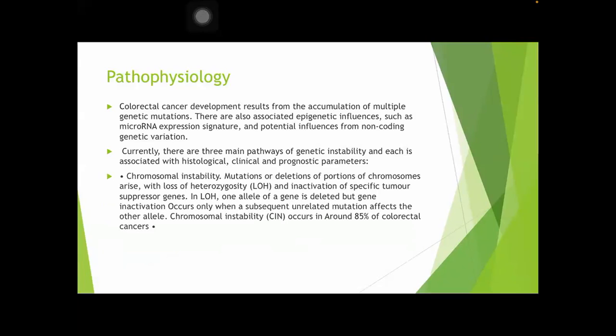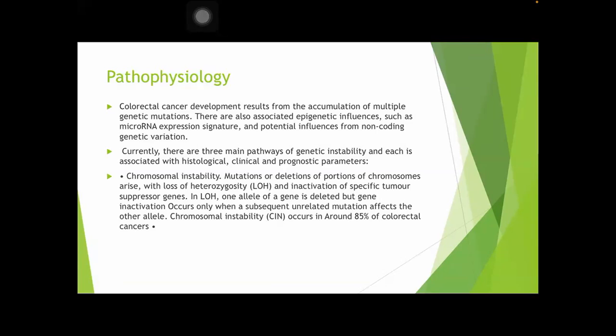So now I'm going to talk about the three main genetic instabilities which cause colorectal cancer. As we all know, all types of cancer are caused by a mutation. So the mutation pathways in this disease are listed below. First, chromosomal instability. A mutation or deletion of a portion of chromosomes arises with loss of heterozygosity and inactivation of specific tumor suppressor genes. There are multiple tumor suppressor genes. I'm going to list one of them after these slides, and you will see it.